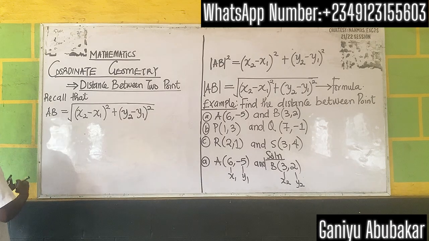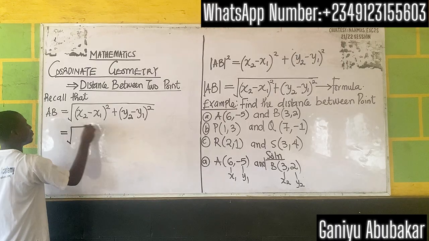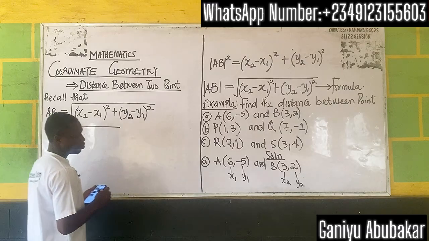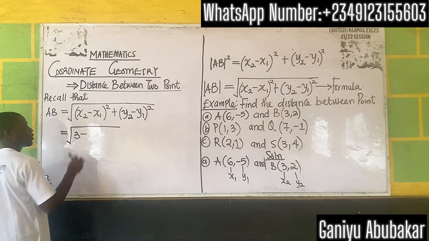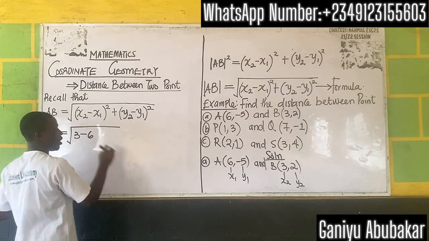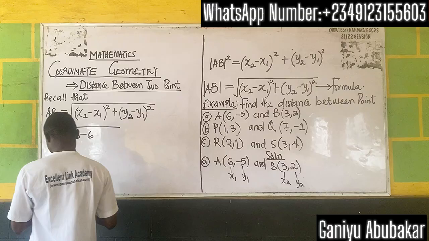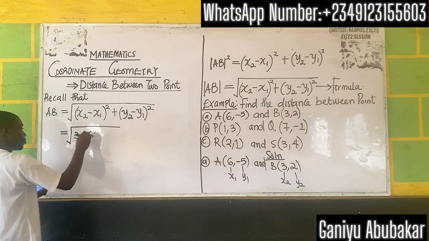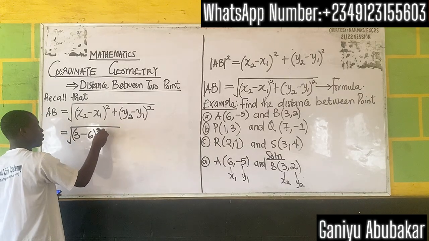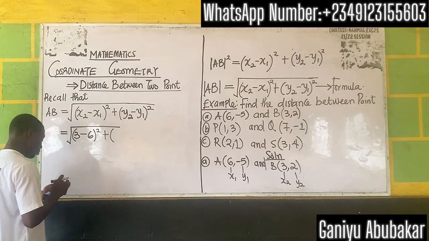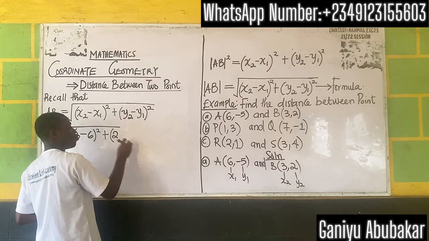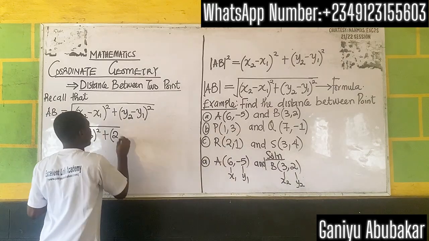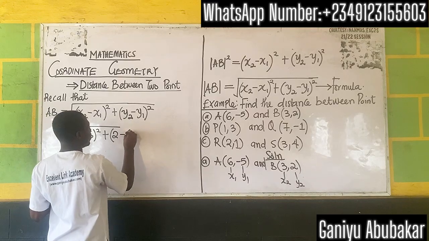Moving on, the distance between 2 points A and B will be equal to the square root of (x2 minus x1) squared. What is x2? x2 is of course 3. That gives you 3 minus x1, that's 6. x1 is 6. So I have 6 here. All squared, plus (y2 minus y1) squared. What's y2? It's 2. Then minus y1, of course, negative 5.